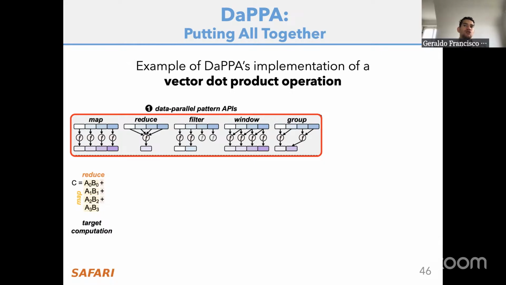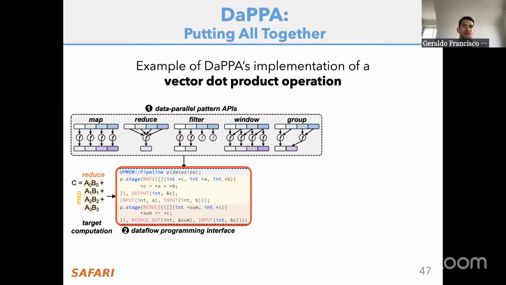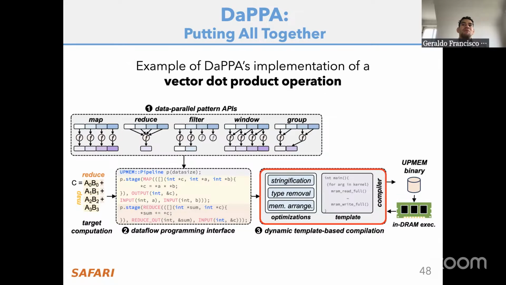In this case, we are going to use a map and a reduce parallel pattern. Second, the user creates two pipeline stages in C++ to implement the computation. Note that there is no hardware-specific code required here. Finally, DaPPA takes the C++-based pipeline and dynamically compiles and executes each stage in the UPMEM PIM system.